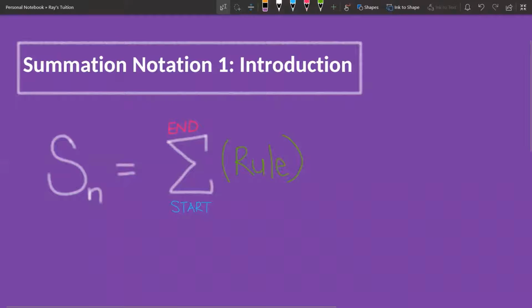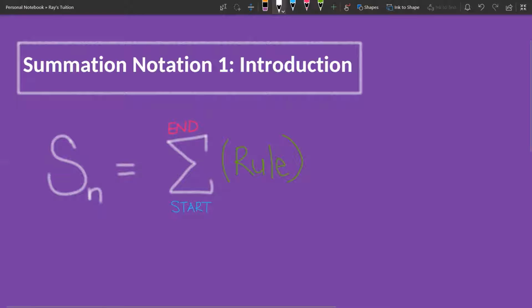Everybody, in this video we're going to have a look at summation notation. So what is summation notation? It's a shorter way of writing out a series. A series, Sn, which we have covered for geometric and arithmetic sequences, can be written in terms of summation notation.